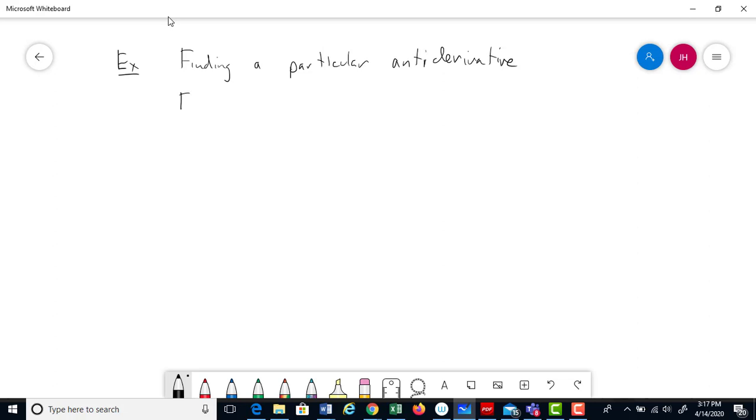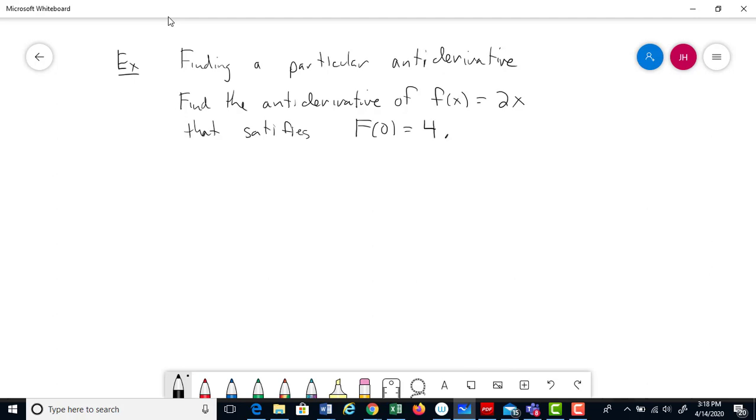So the idea is, it says find the antiderivative of f of x, which is equal to 2x, that satisfies F of 0 is equal to 4. So we're going to find a particular one. What I mean by a particular one is that instead of just a plus c, we're going to figure out what that c value is. We're going to find that exact c value.